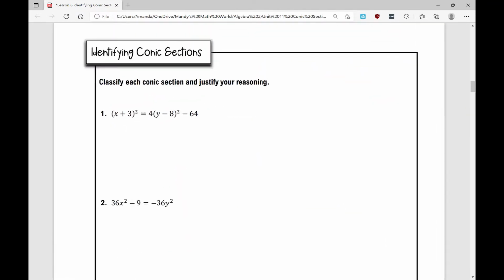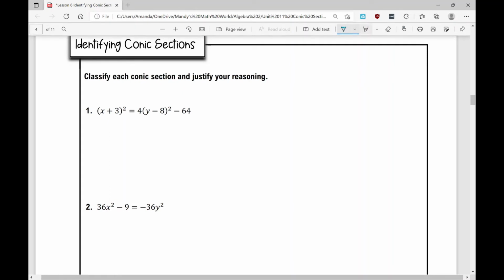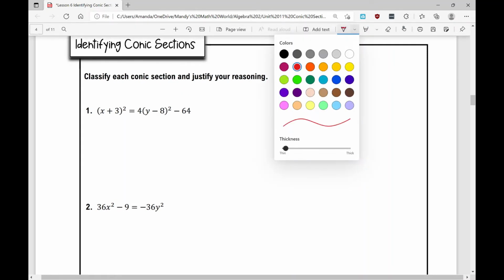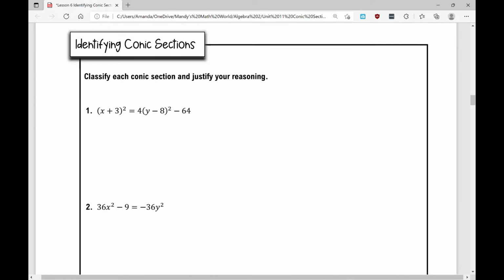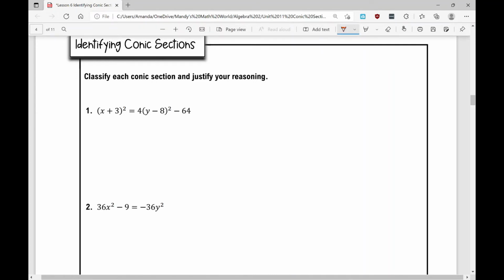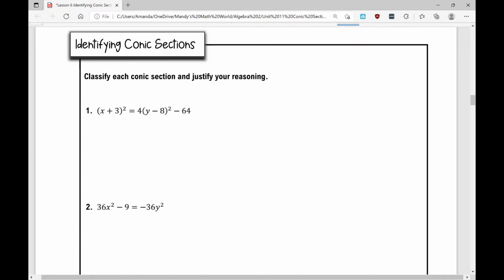So in these 4 examples, it says to classify each conic section and justify your reasoning. So that's what we're going to do. In this first one, I have (x plus 3) squared equals 4 times (y minus 8) squared minus 64. Well, I need all squared terms to be on the same side of the equal sign. So I have this (x plus 3) squared, and what I'm going to do is move this term over by subtracting it.